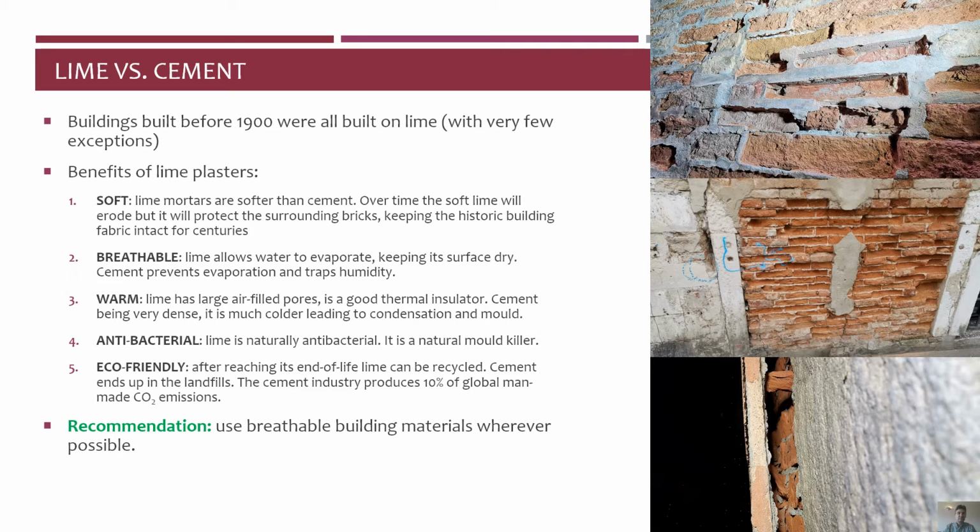Cement, being dense, leads to dampness and condensation problems. Lime is naturally antibacterial, having a high pH value, and it's a natural mold killer. And lime is also eco-friendly, it can be recycled. Our recommendation, and everyone else's, is to use breathable building materials wherever possible. And here are some examples of using cement, which, as we showed previously, erodes the building fabric, and we can see how much the building fabric has been eroded. This wall was completely covered in cement, and as you can see, it's completely gone, and a large chunk of the bricks are missing.